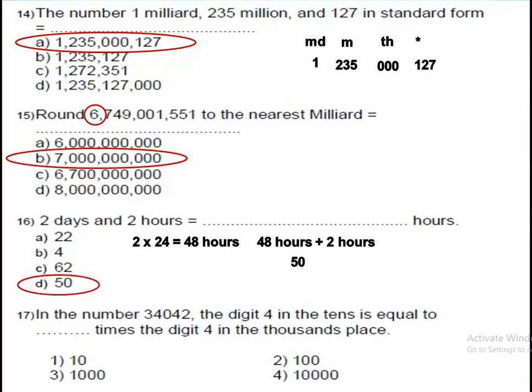The number 34,024, the digit 4 in the tens is equal to how many times the digit 4 in the thousands? Okay, let's see how many places it moves. Here in tens, it moves 2 places, so it's 100 times.